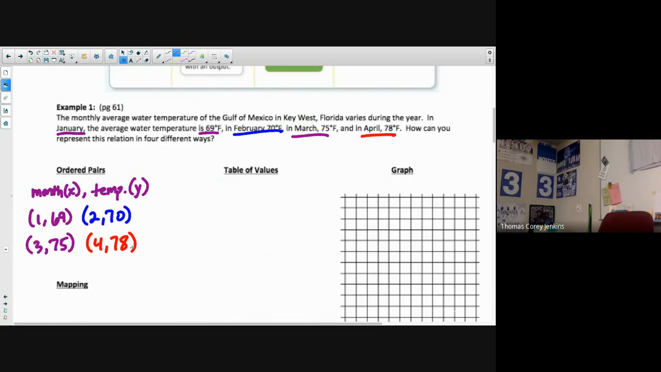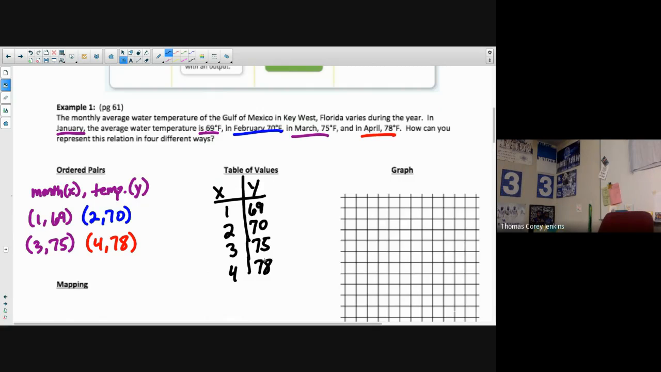As a table, very similar look to this. Still, we're going to stick with input is months and our output is temperature. We've already talked about that. So again, 1 goes to 69, 2 goes to 70, 3 goes to 75, and 4 goes to 78.